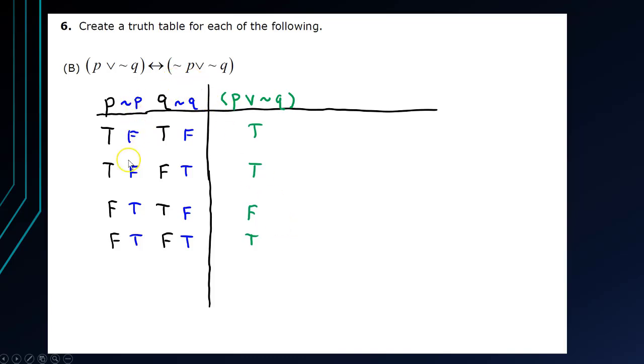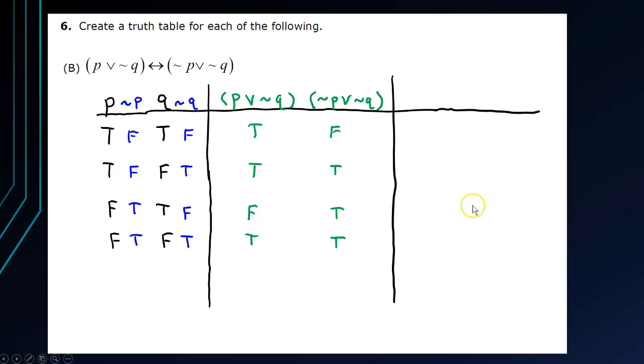For this one here, I'm looking at the two blue columns. It's an or statement, same thing. The only time it's going to be false is if both of these are false at the same time. So the first instance is going to be false. The rest are going to be true.